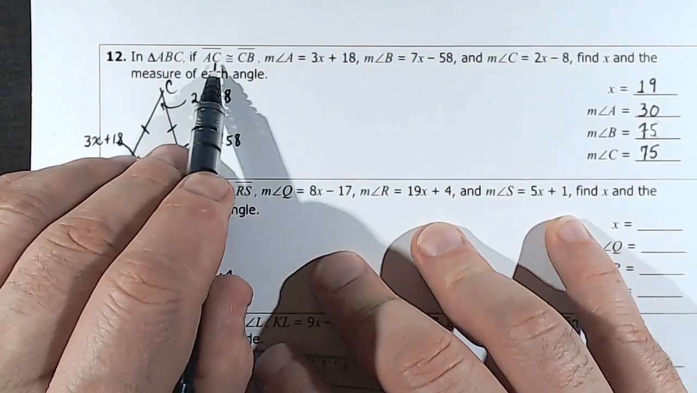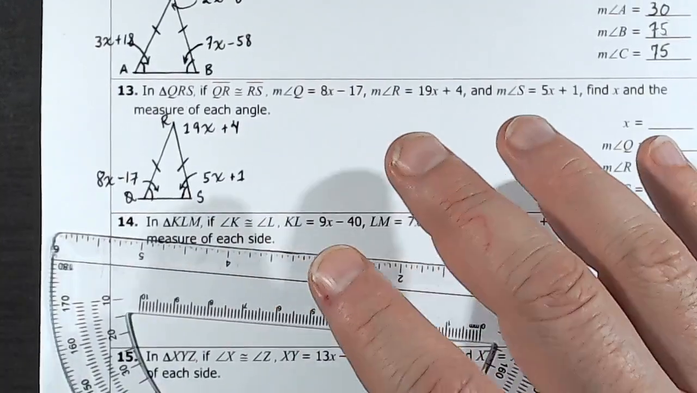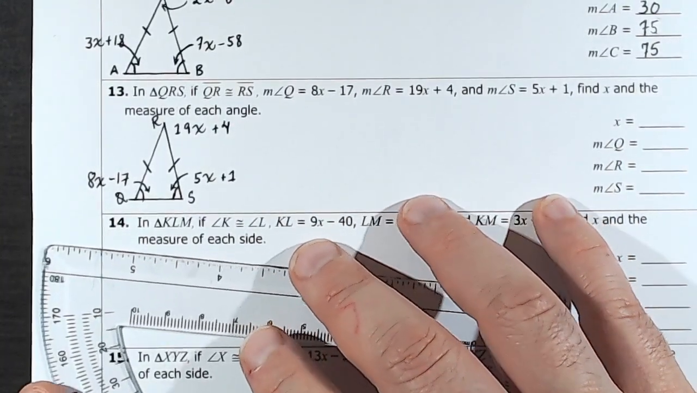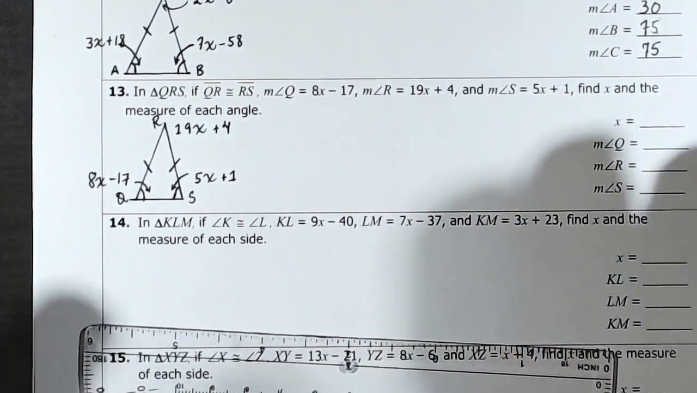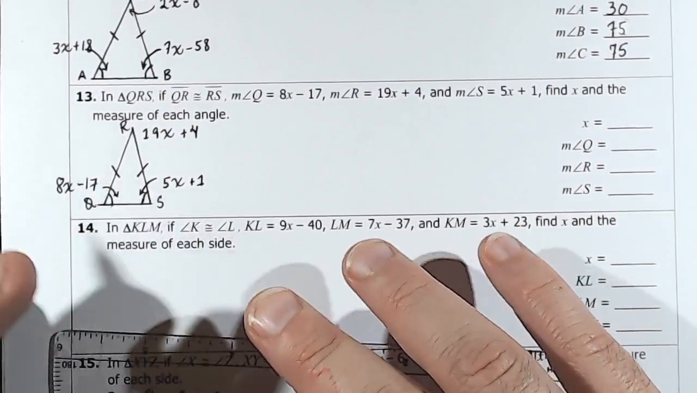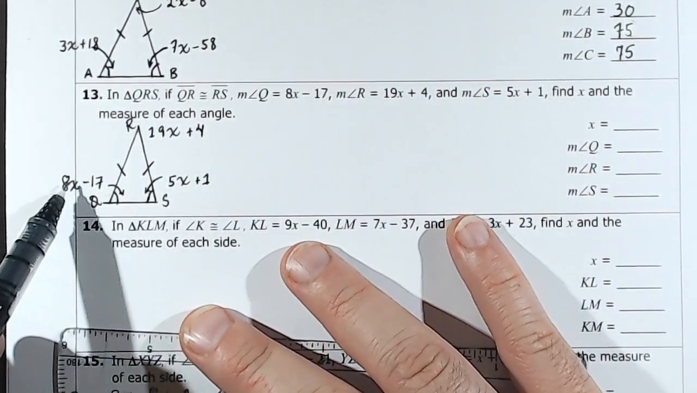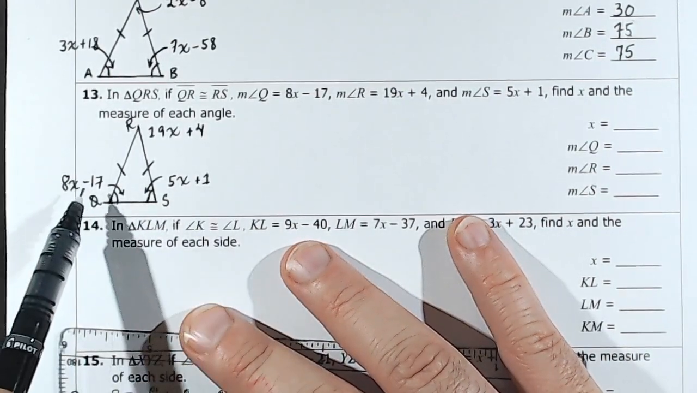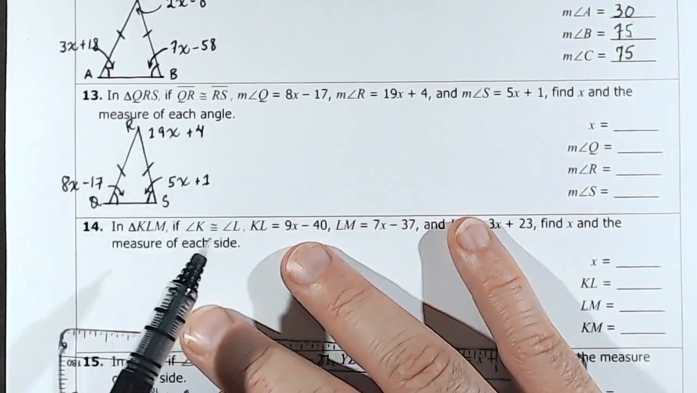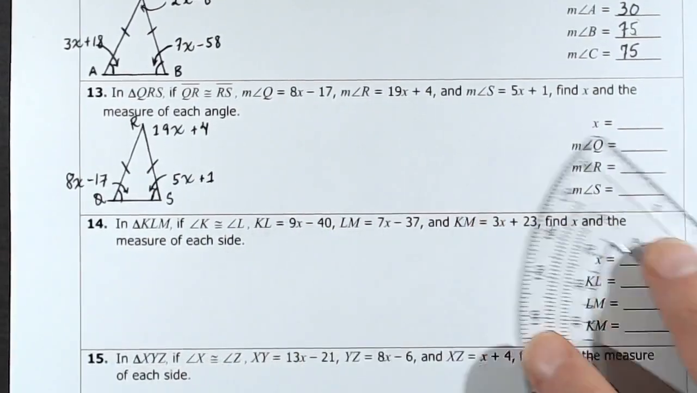Up here I did the same thing. AC was congruent to CB, so I put the C at the top of the triangle. That makes sure that I'm going to label the triangle correctly. Okay, so it's the same type of thing. We're going to first solve for x, and I hope at this point I've proven that we can just do 8x minus 17 equals 5x plus 1. But you could also do 8x minus 17 plus 19x plus 4 plus 5x plus 1 equals 180 and solve for x that way. But it just seems easier to do it the other way.